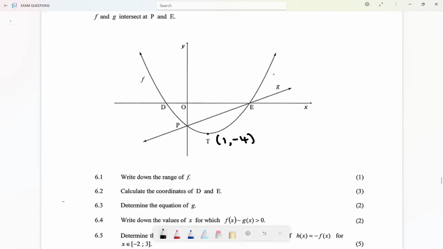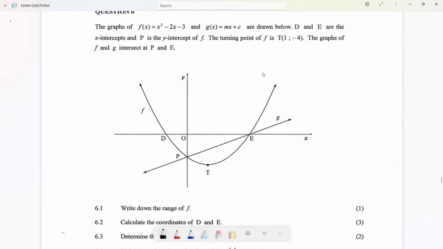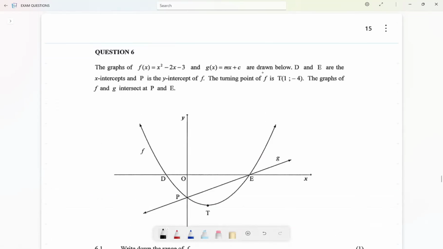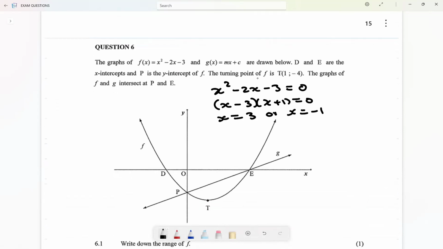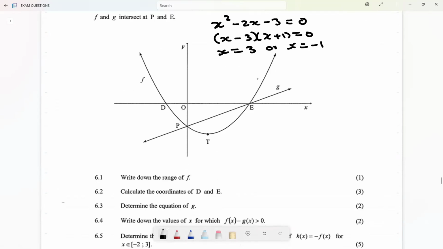Calculate the coordinates of D and E. D and E are my x-intercepts. So how can I do that? I'm going to say x² - 2x - 3 = 0. (x - 3)(x + 1) = 0. So x = 3 or x = -1. You need to choose which one is for which. D is negative, so this is x of D. E is positive, so this is x of E.